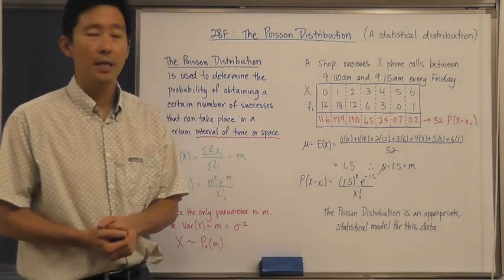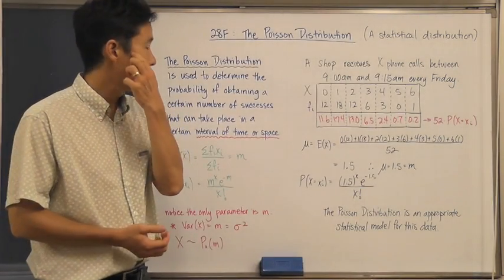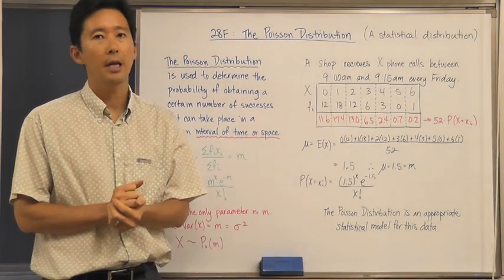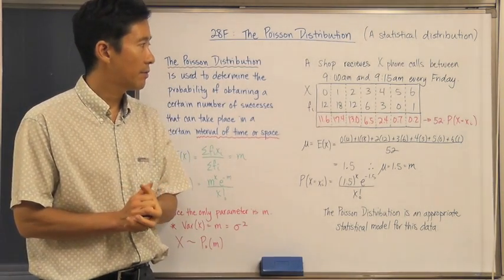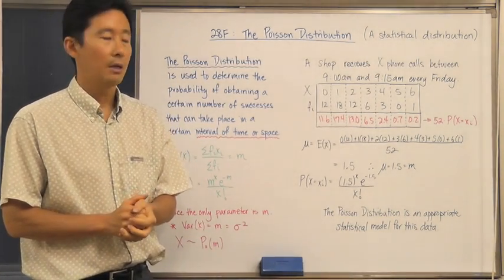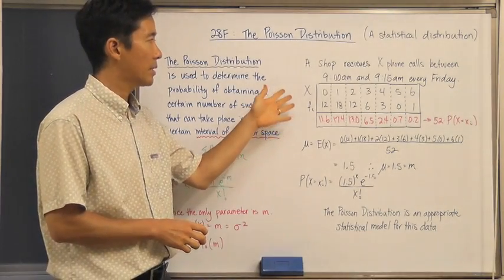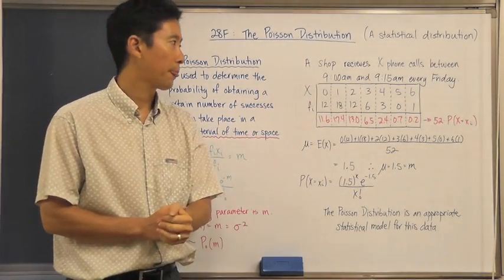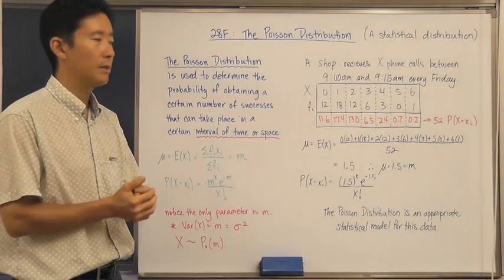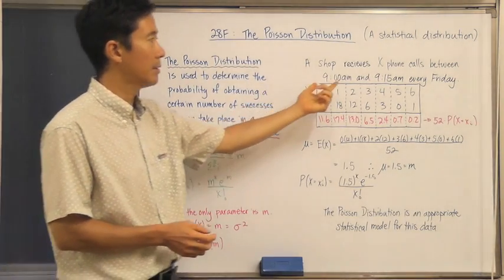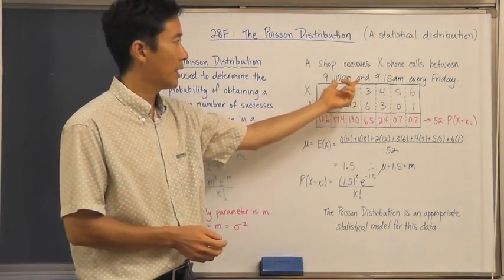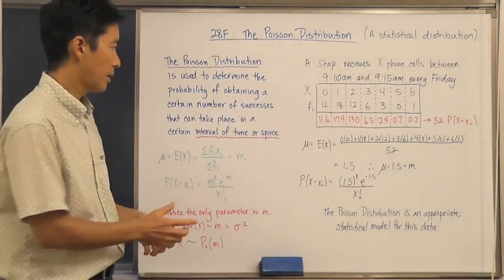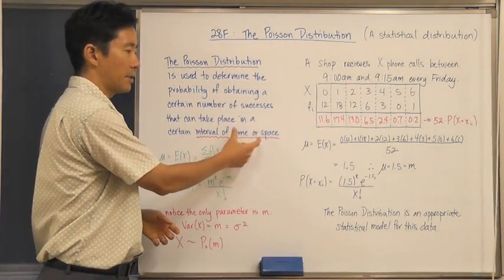Okay, so let's take a look at a particular example here. Let's say, for example, a shop receives X phone calls between 9 a.m. and 9:15 every Friday. Okay, now let's describe what is actually happening here based upon this frequency table. The first thing that we need to notice is that we're talking about the number of phone calls between 9 a.m. and 9:15 every Friday. So what that means then is we're talking about a particular interval of time or space.